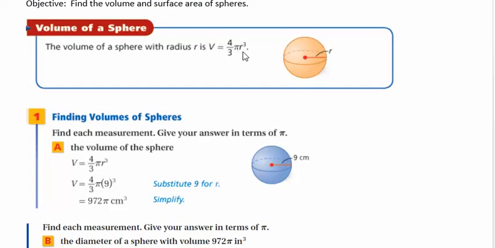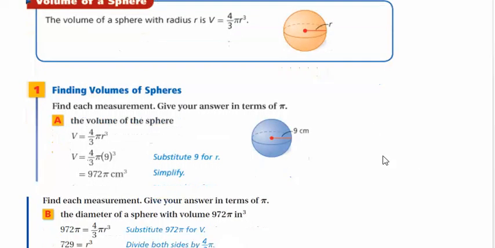You need to make sure that you're working with the radius and not with the diameter. And then you would take the radius cubed, multiply that by 4, divide by 3, and then in terms of pi, you would just do that and then write pi after it. If you wanted the decimal version, then you would multiply by pi on your calculator.